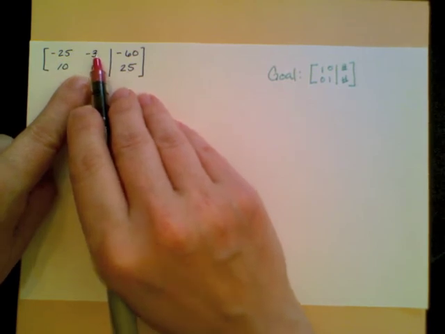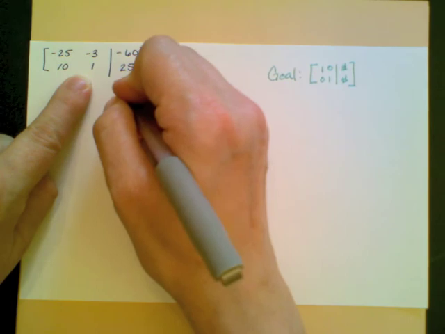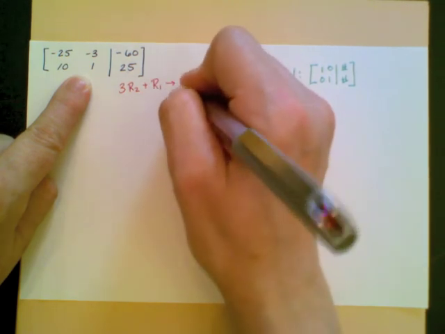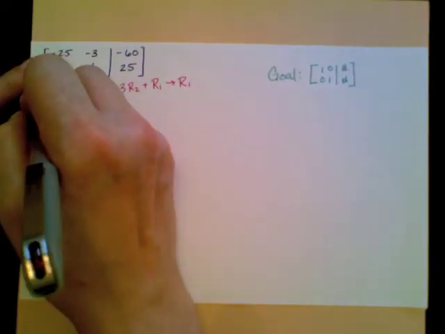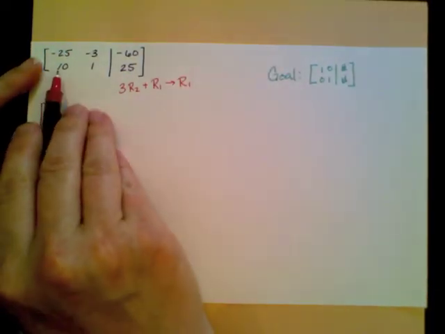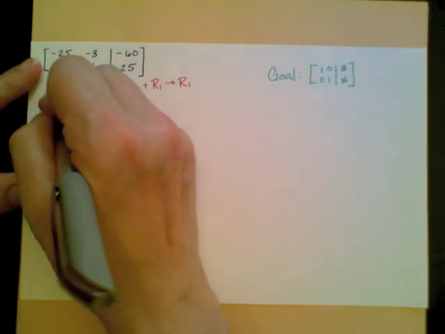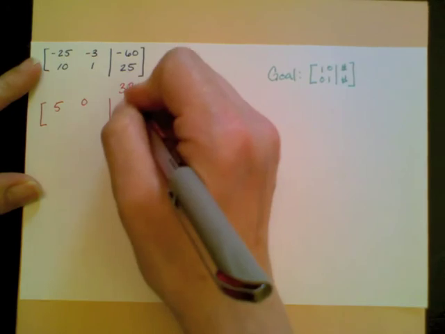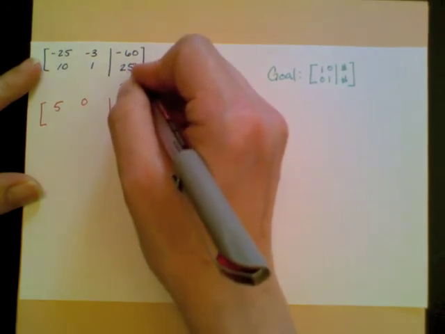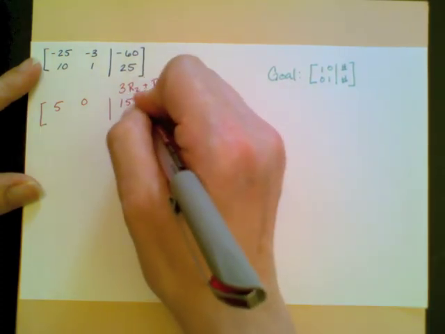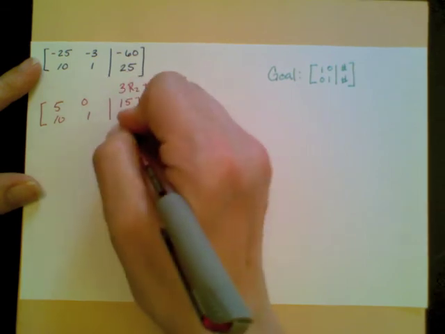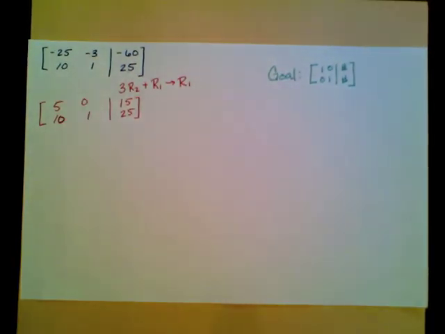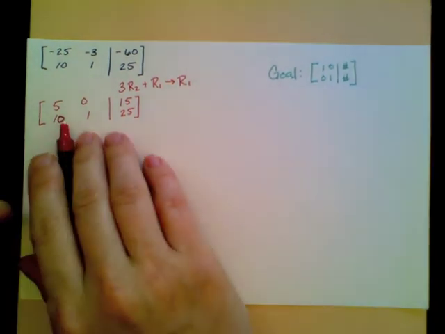Now I want to get rid of this -3. So I will have 3 times row 2 plus row 1, and I will store that in row 1. So 3 times 10 is 30, plus -25 is 5. 3 times 1 is 3, plus -3 is 0. 3 times 25 is 75, plus -60 is 15. And then I can just recopy the second row.